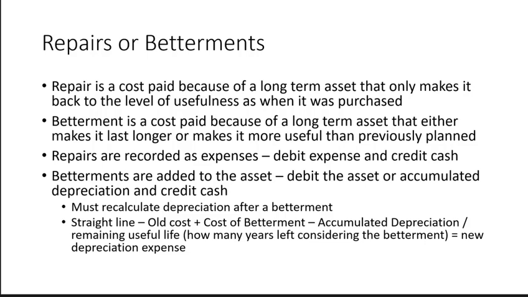If our betterment made the salvage value different, then we'd have to use the new salvage value. Then subtract any accumulated depreciation from before. And then divide by the remaining useful life. How many years left, considering whatever we did to better the asset? So not what the original useful life was, but how many years are now in the future going to be useful. That gets you your new depreciation expense going forward.